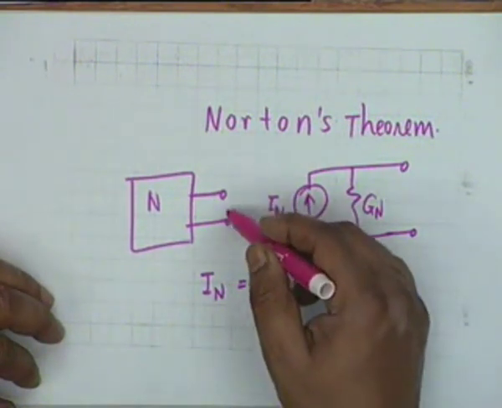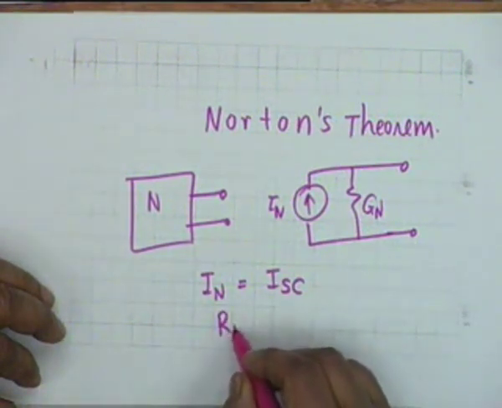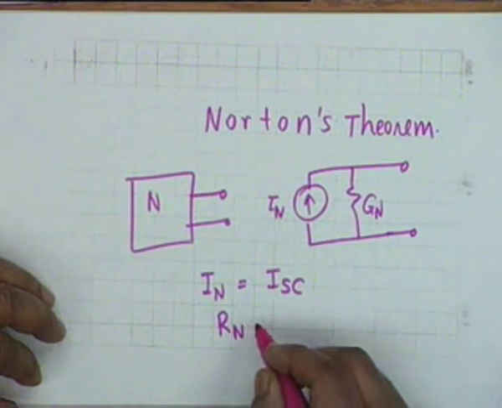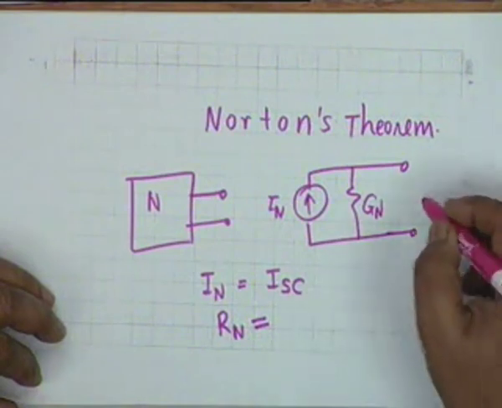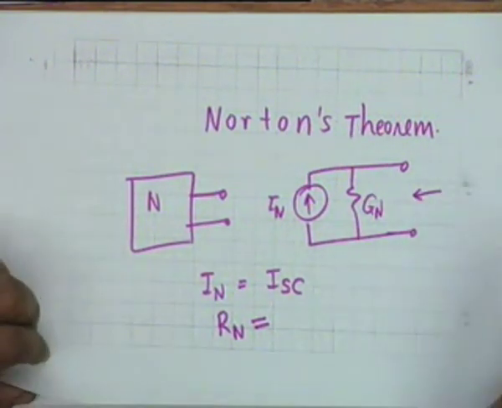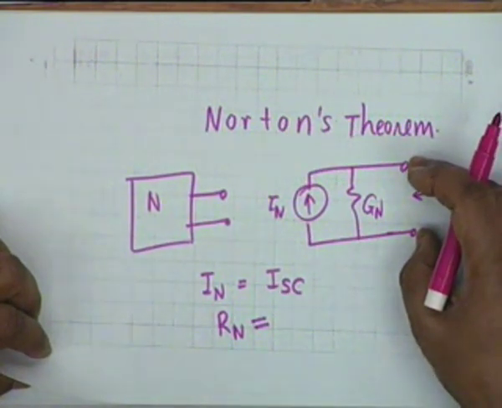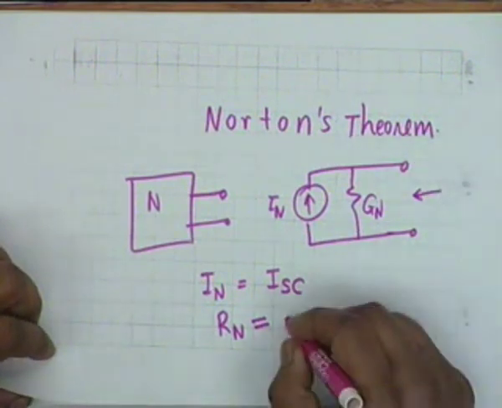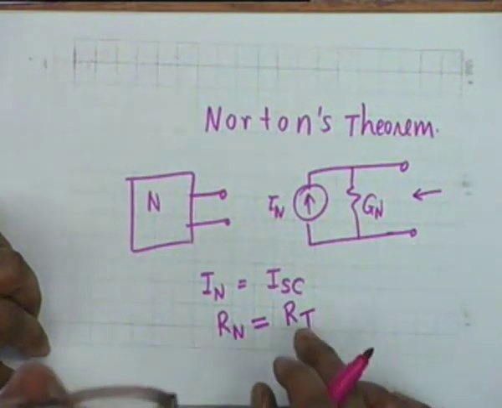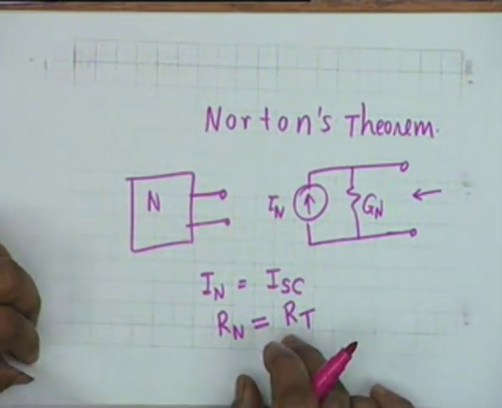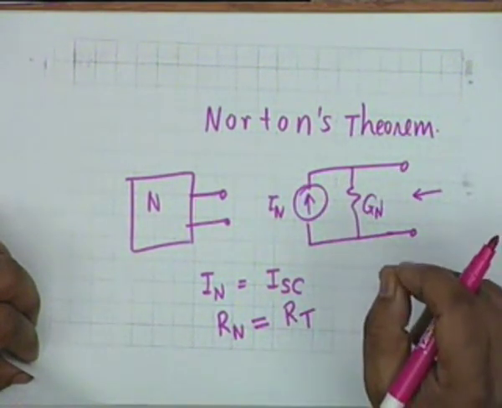That is, if you short circuit these two terminals, the current that flows to the short circuit is ISC, and you can also see that RN is nothing but what? If you measure the resistance looking from here, what resistance would you see? 1 upon GN, and therefore RN is simply equal to RT. Is this clear to you? The Norton resistance is the same as the Thevenin resistance.